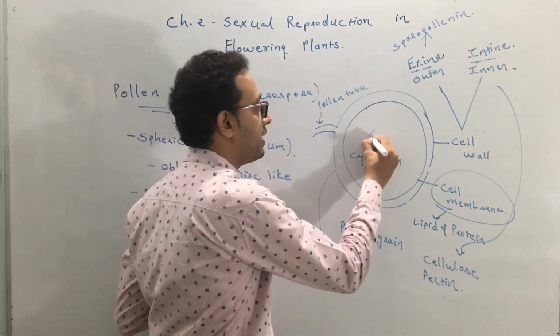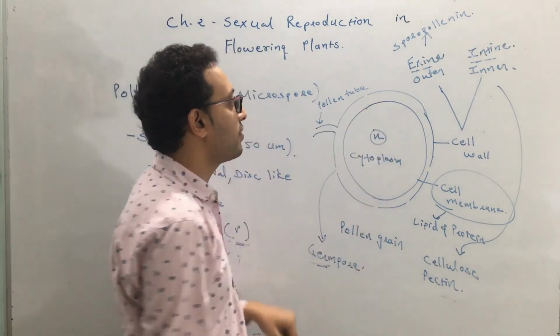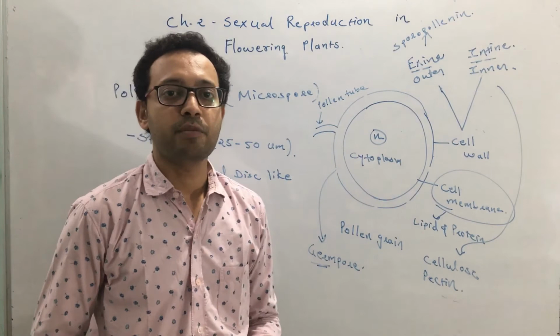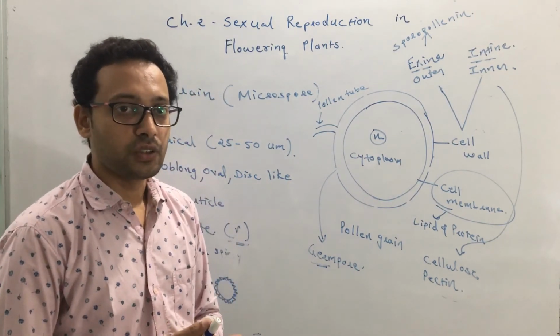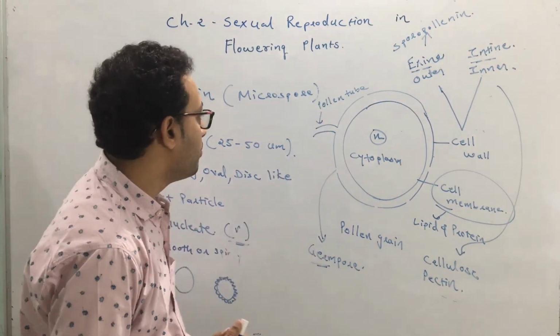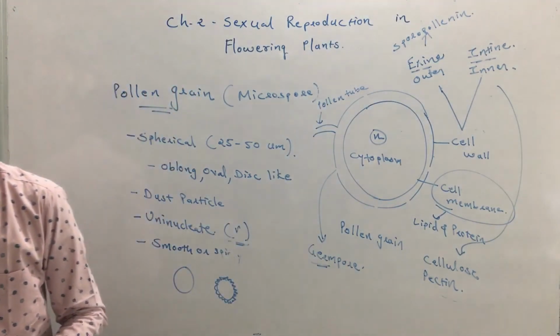And you know that the pollen grain contains a nucleus that contains how many chromosomes? That contains n number of chromosomes. Clear about the structure or the layers of the pollen grain? Okay. So that's about the layers of the pollen grain. Now we move ahead.